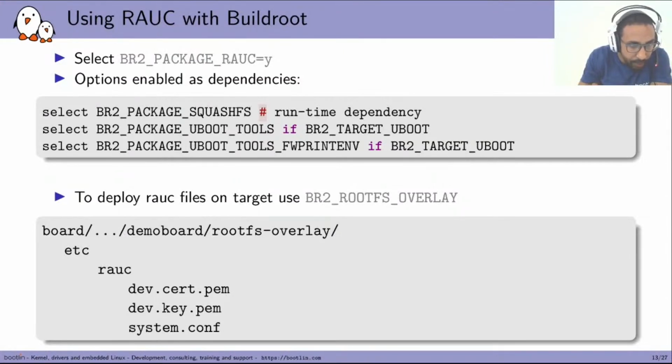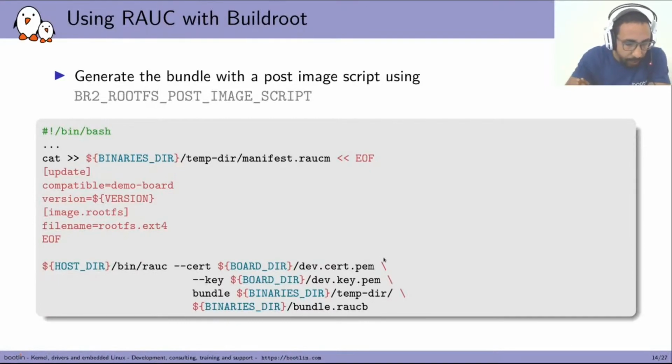So the next step is deploying the RAUC required files here using the root file system overlay option of Buildroot. So we can deploy all the files we need so RAUC can work on our target. And after we've done with the deployment, we can generate the bundle. So here in Buildroot, we will use the post image script. The script itself can be like that. In this example, we will create a manifest file, and we will call RAUC directly on the host to generate our bundle.